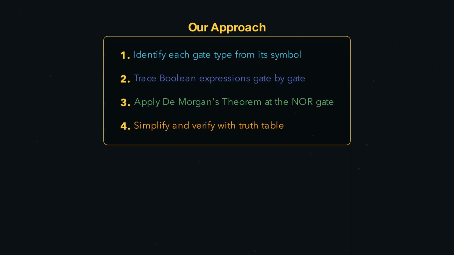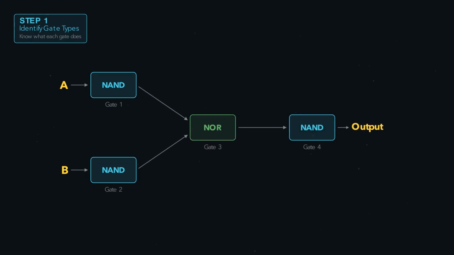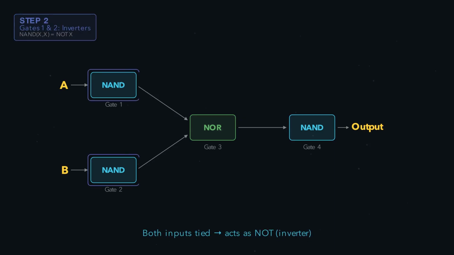Finally, we'll verify everything with a truth table. Let's start. Notice the 2 gates on inputs A and B. Both are NAND gates with their inputs tied together. When you tie both inputs of a NAND gate to the same signal, it simply inverts it. So gate 1 gives us not A, and gate 2 gives us not B.